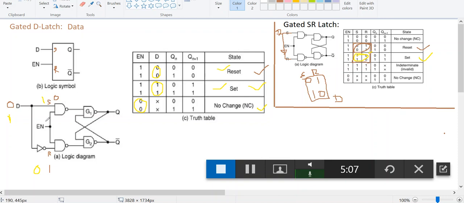If enable is equal to 0, by default the NAND gate input is 0, which means the output is always 1. When both the inputs are 1, the no change state occurs. That is what we observe here. So this is the concept of the gated D latch. Here we are using enable. Only when enable is equal to 1 do the set and reset states occur. So this is the concept of the gated D latch. In the next class we would like to discuss the flip-flop concept.